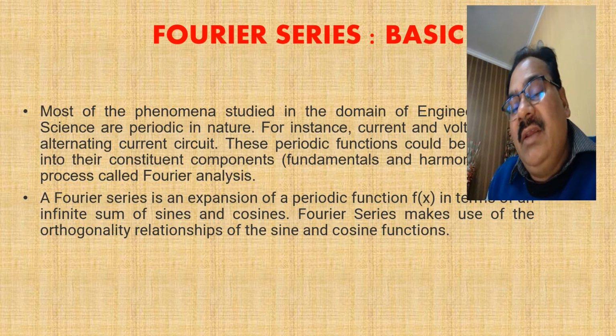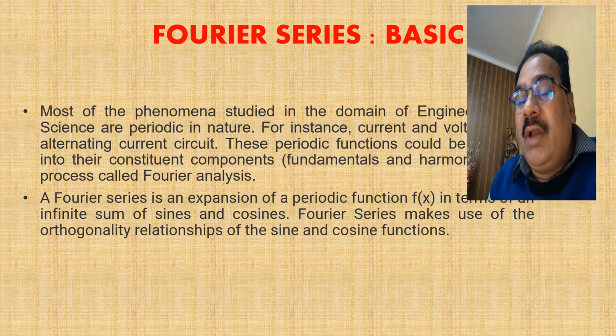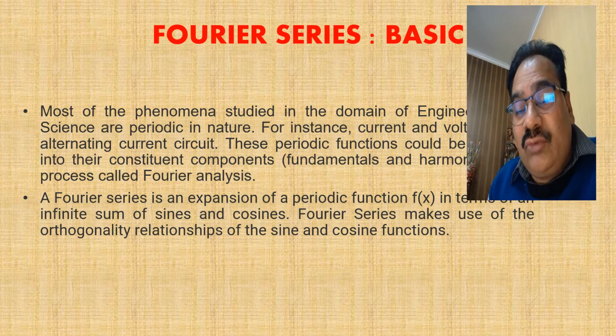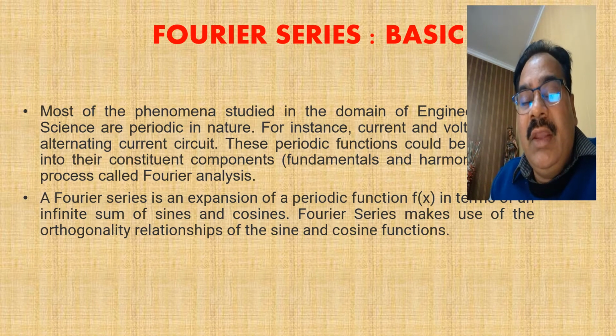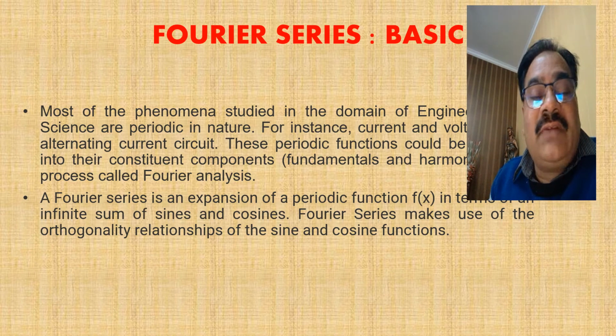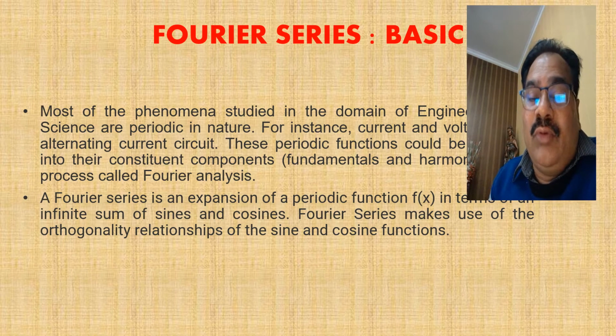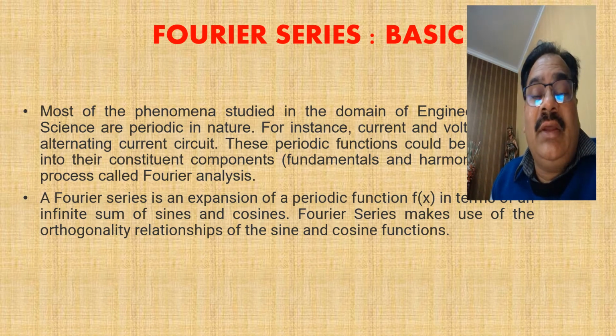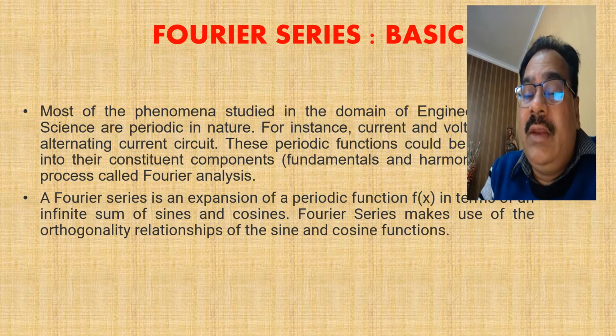So as I said, the combination of sine and cosine, because both functions are periodic. After a certain period, in the case of sin x, the period of sin x is 2 pi, and after 2 pi, again and again you will get the same pattern of the signal or graph. A Fourier series is an expansion of a periodic function f(x) in terms of an infinite sum of sine and cosine. Fourier series makes use of the orthogonality relationship of the sine and cosine functions.